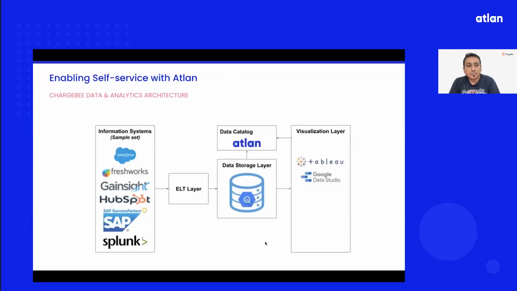This is an architecture of how we brought Atlan into our existing data stack. At Chargebee, we do our analysis using data from a large number of data sources. Off the top of my head, the number has to be at least 20, which will include CRM or human resources tools, and so on.